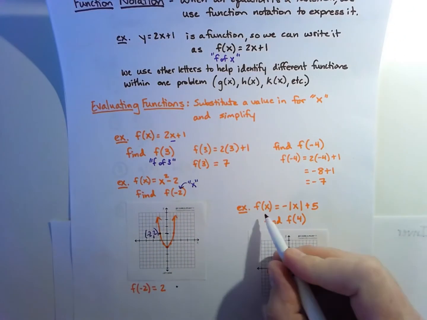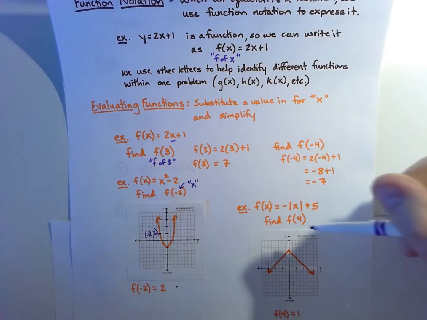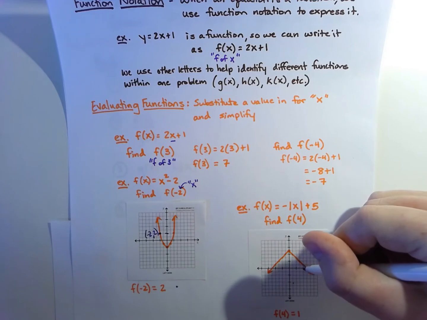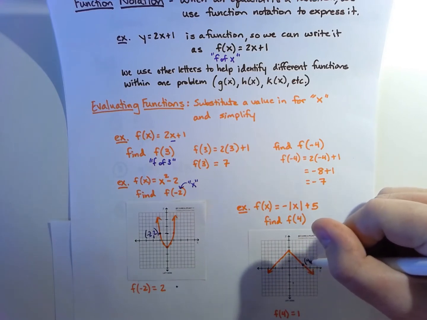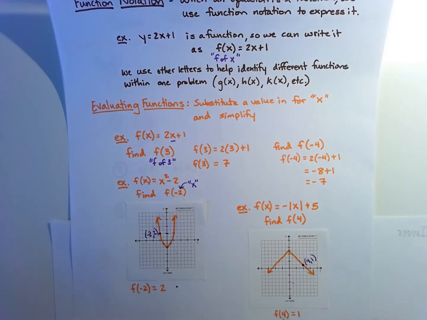For the next example, let's look at another graph. So again, even if you're not given this equation and you're just asked to find f of 4, you can go to x equals 4, and on your graph, look at the y value that corresponds with that. So we'd say f of 4 is equal to 1.